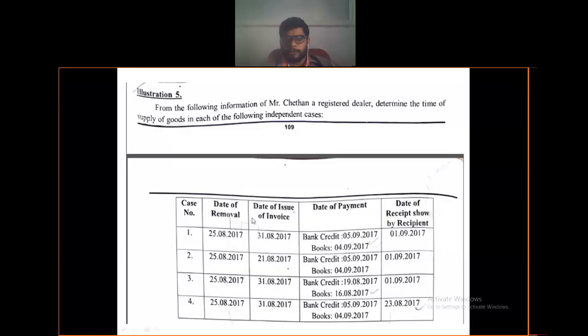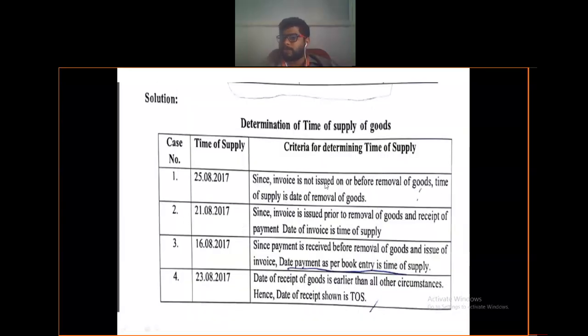First case, 25th August 2017 is the time of supply, because invoice is not issued before the removal of goods. 25th August 2017 is the date of removal of goods, but invoice is not issued before the removal of goods. Therefore, time of supply itself is the date of removal of goods, that is 25th August 2017.